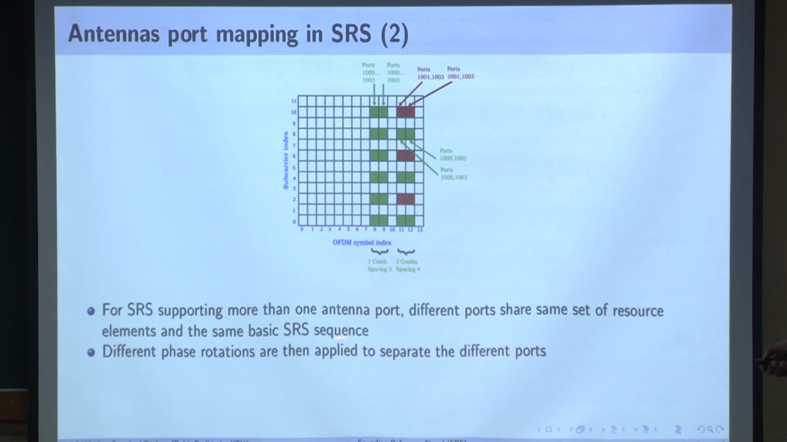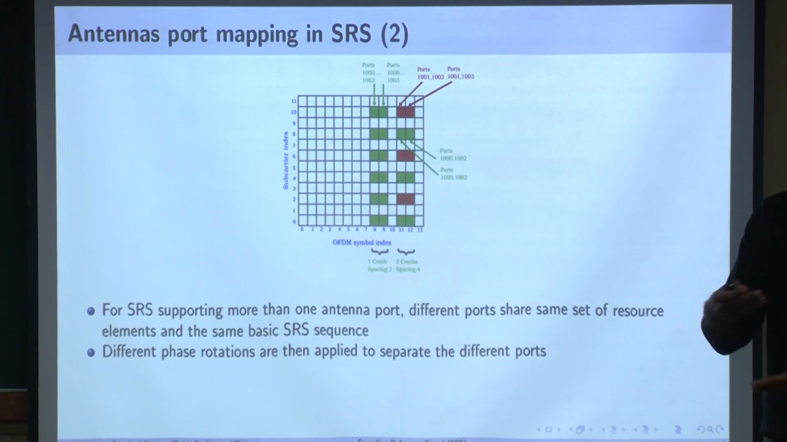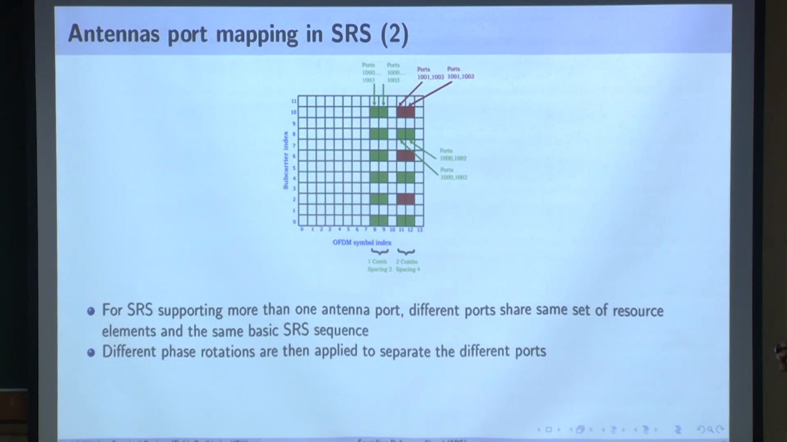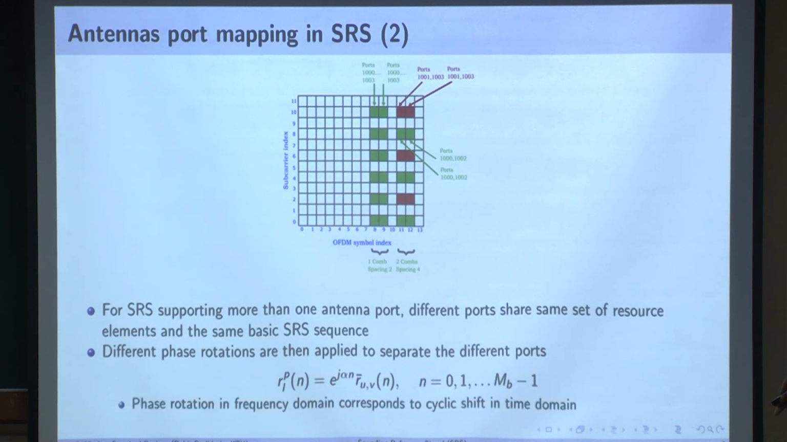So different phase rotations are applied to separate the different ports. The phase rotation, what does that do? In the other domain, it will give you a cyclically shifted sequence. So this is a base sequence, of length MB, and you are phase shifting it by some alpha. You do the entire processing in the frequency domain, and a phase rotation in the frequency domain corresponds to a cyclic shift in the time domain, correct?